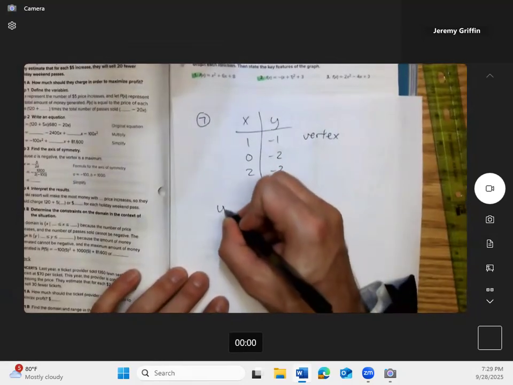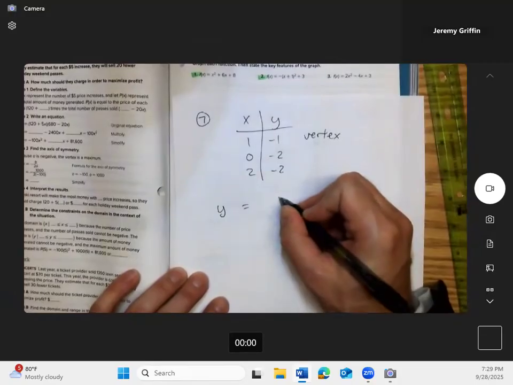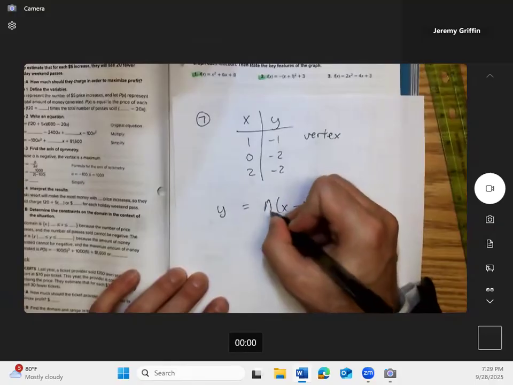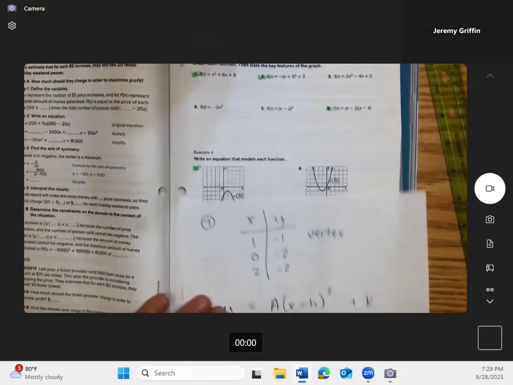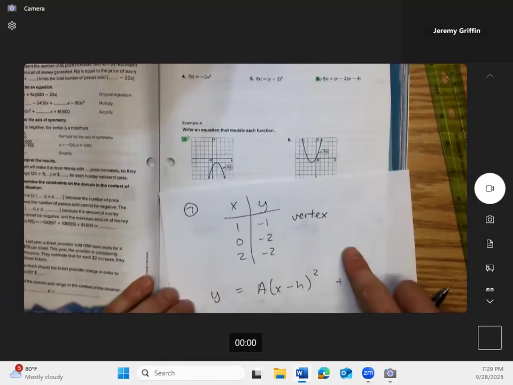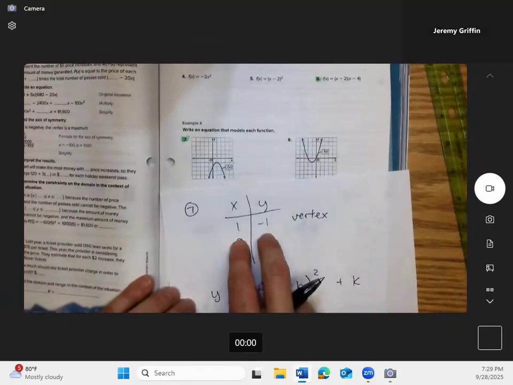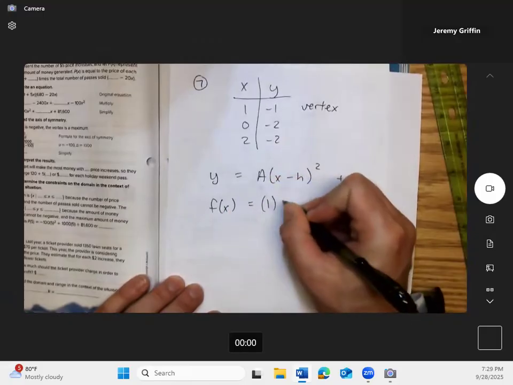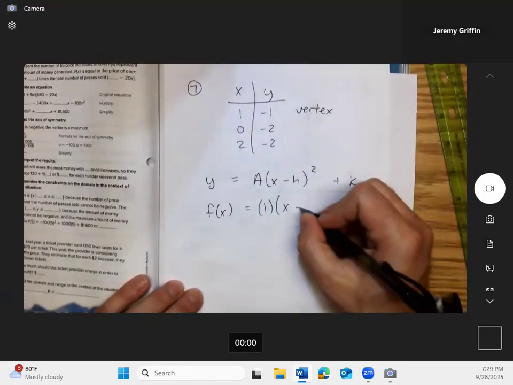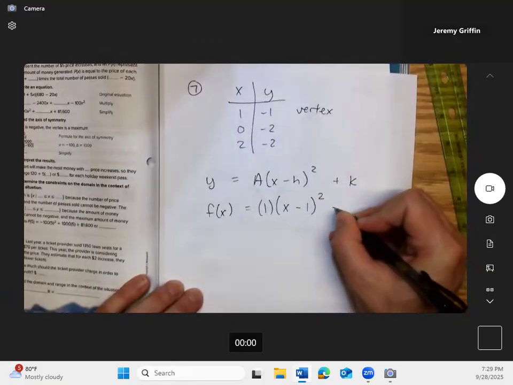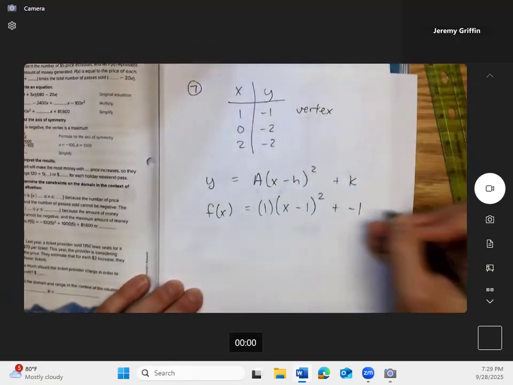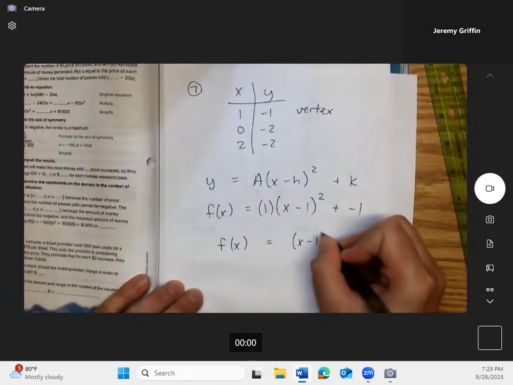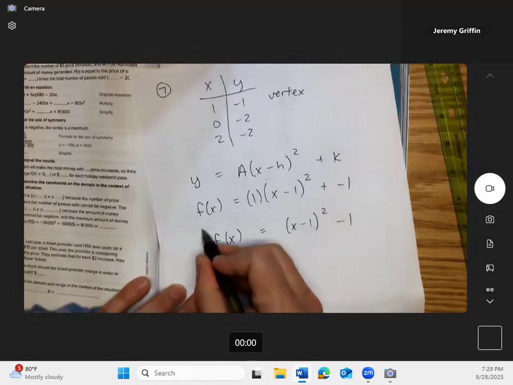Okay. So I'll do y equals (x minus h) quantity squared plus k. Now you could have a stretch factor, but that's just going to be 1 from this graph, for the reason I just said a minute ago. And so I see the vertex is at (1, -1). So f(x) equals, a is going to be 1, (x minus 1) squared, plus y, which is -1. Okay, let's put it all together. f(x) equals (x minus 1) quantity squared, minus 1. Okay, that should be it right there.